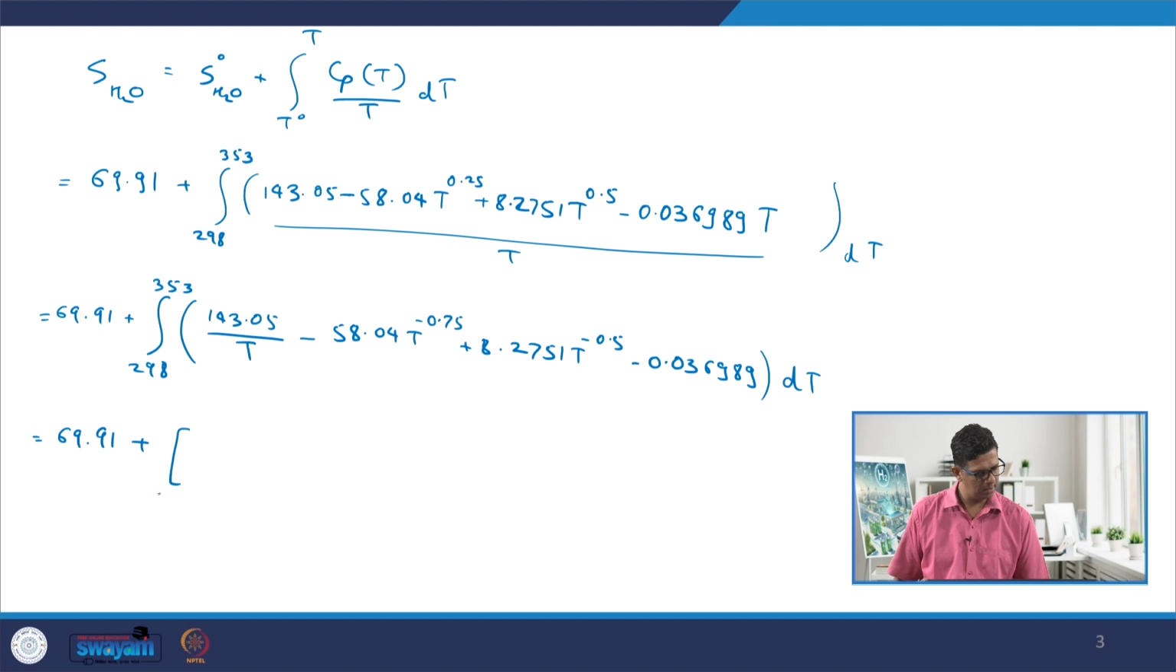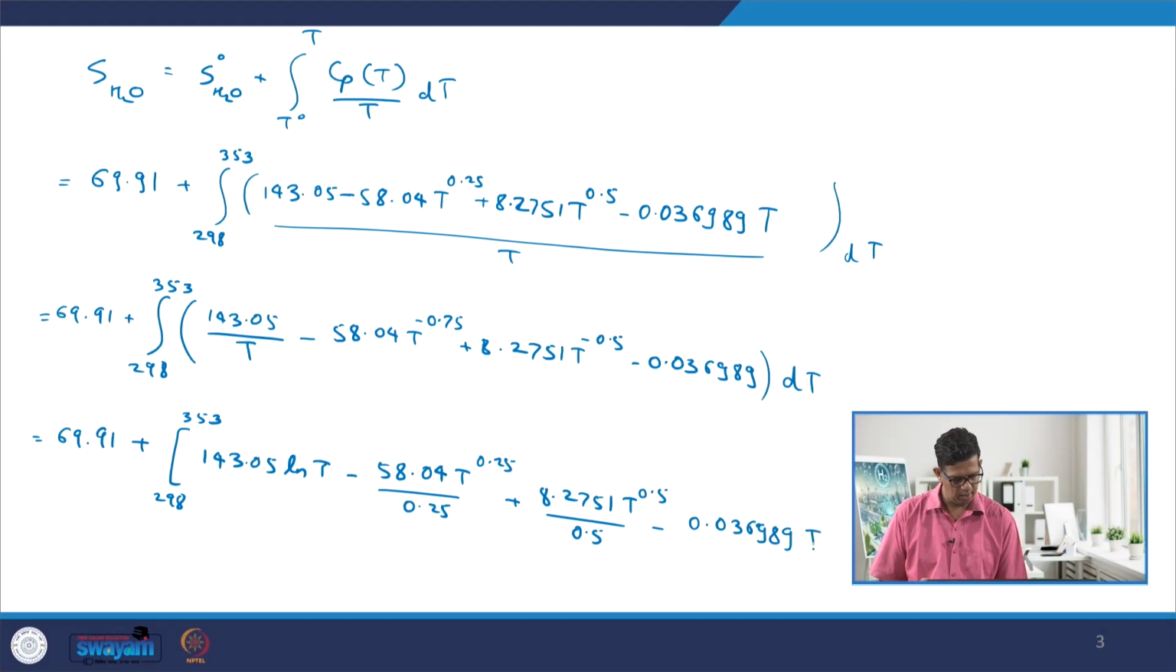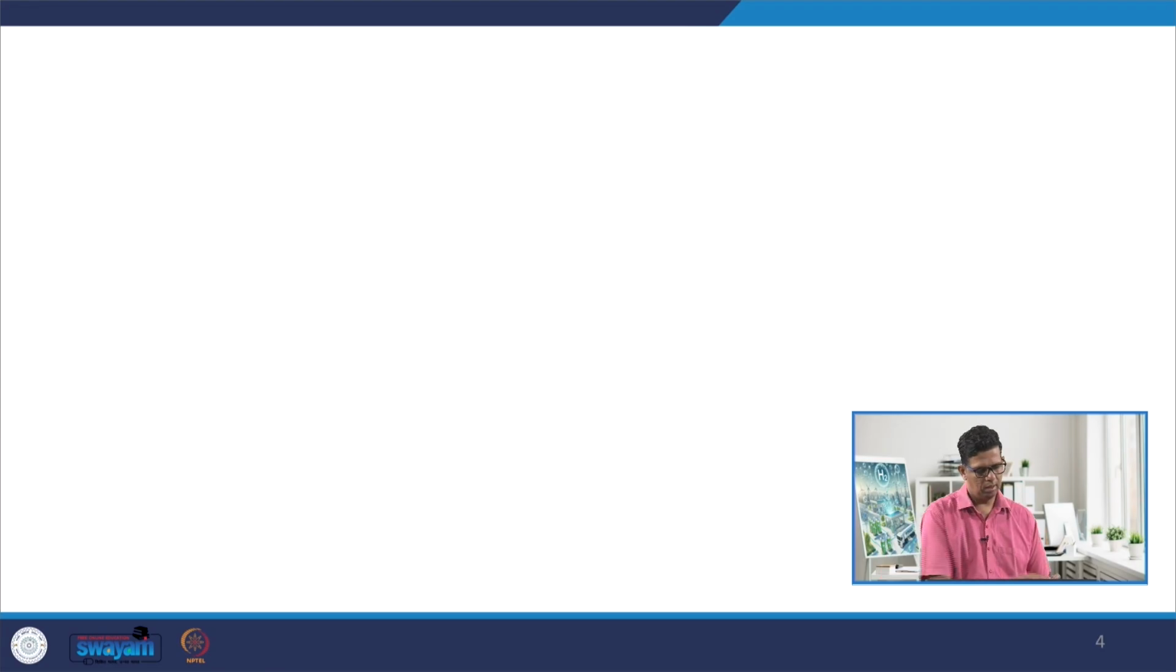So, this is 298 to 353, this is 143.05 ln of T minus 58.04 T raised to 0.25 by 0.25 plus 8.2751 T to the power half, T raised to half by half minus 0.03699 times T. So, let us go ahead. This is still 69.91.